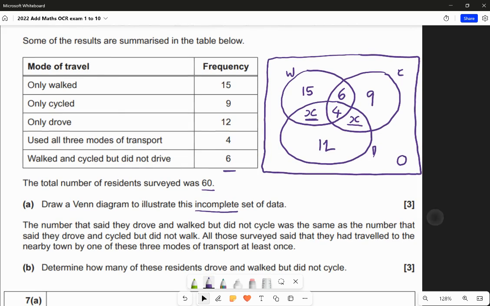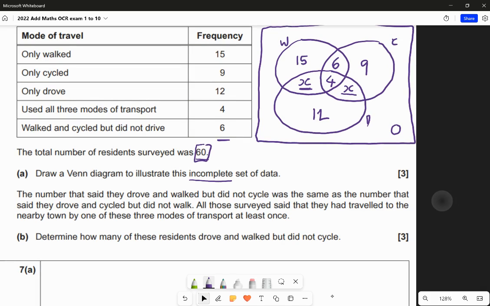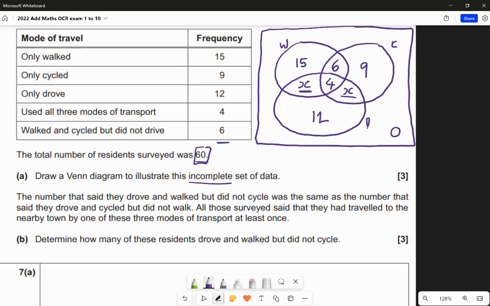Determine how many of these residents drove and walked but did not cycle. Well, that's relatively simple. We know there are 60 in total, and we just have a very simple equation to solve. So 3 marks does seem a little bit easy for this, but hey, we'll take our marks where we can. So 2x plus all those values equals 60, and then solve that equation for part B, which leaves you with, I believe, x is 7.